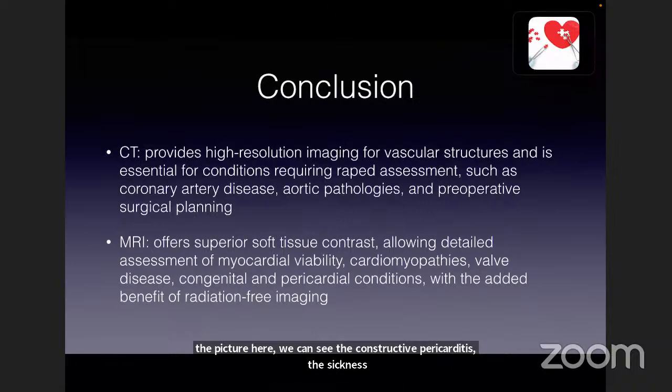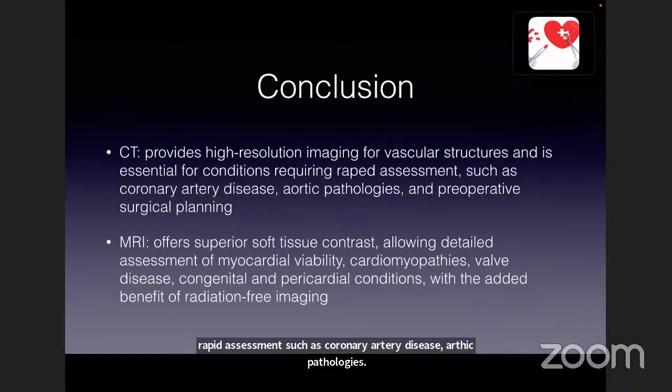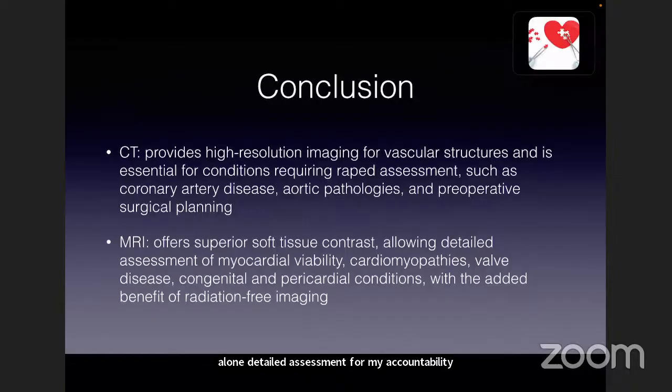Conclusion. CT provides high-resolution images for vascular structures, essential for conditions requiring rapid assessment, such as coronary artery disease, aortic pathologies, and preoperative surgical planning. MRI offers superior soft tissue contrast, allowing detailed assessment of myocardial viability, cardiomyopathy, valve disease, congenital and pericardial conditions.